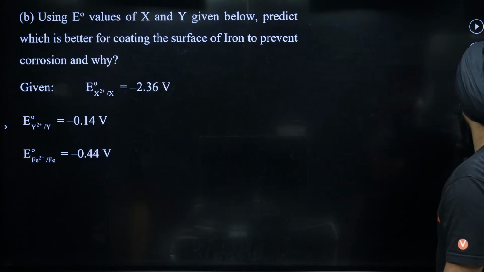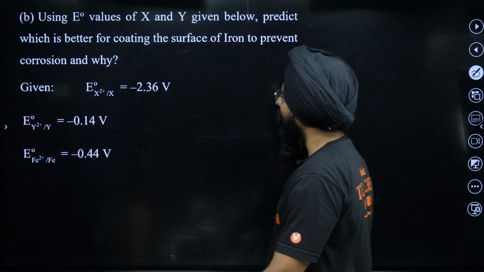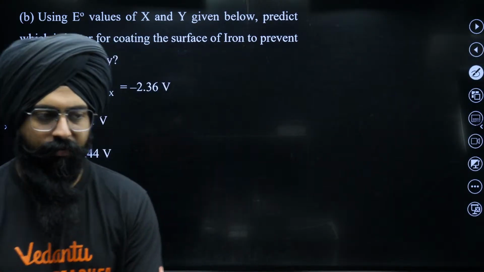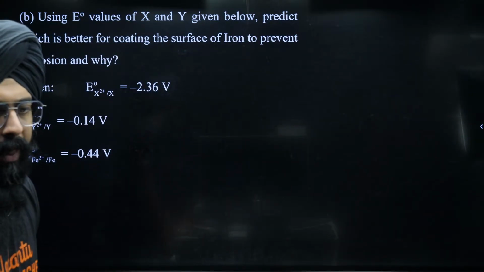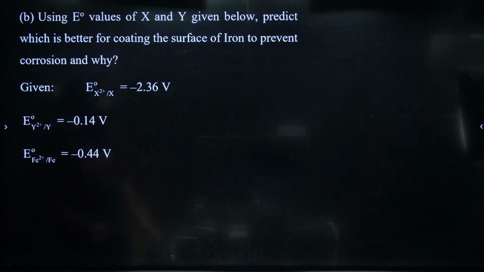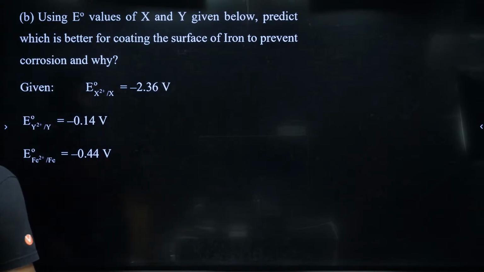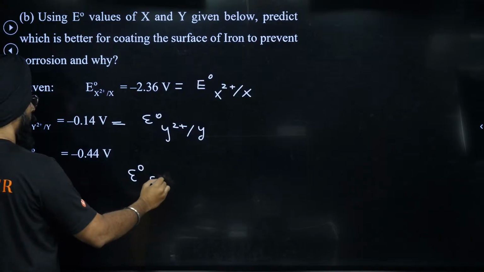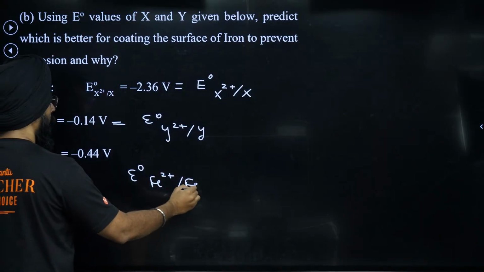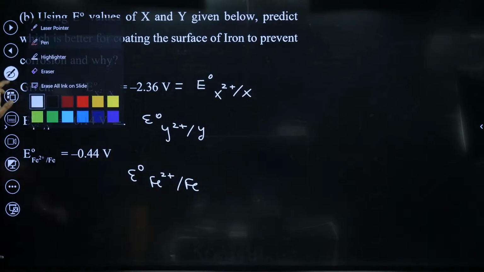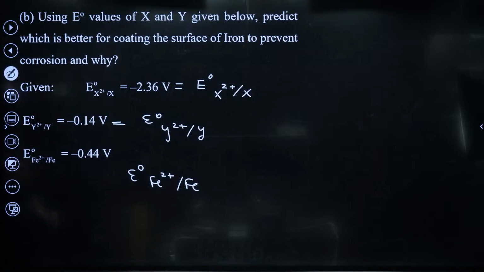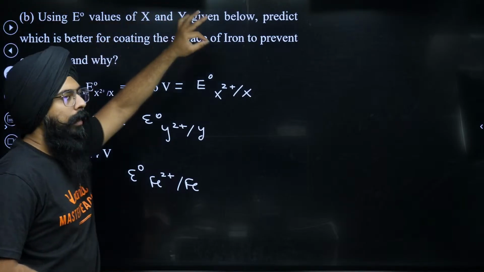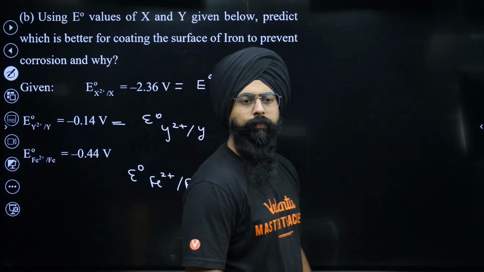So next, using the reduction potential values of X and Y given below, predict which is better for coating the surface of iron to prevent corrosion and why. Value of Fe2 positive going towards Fe. What I want to do is stop the iron from getting corroded.